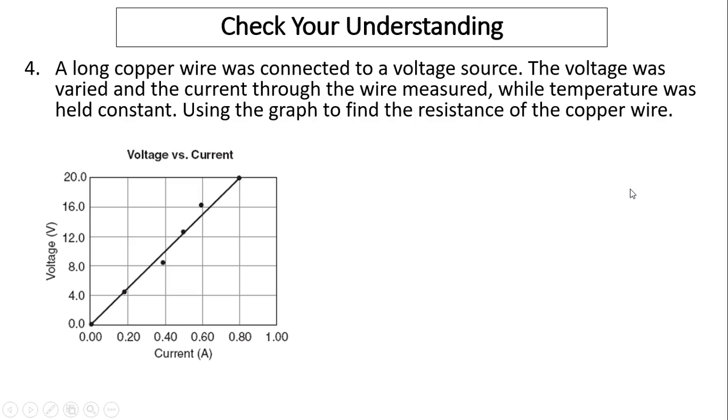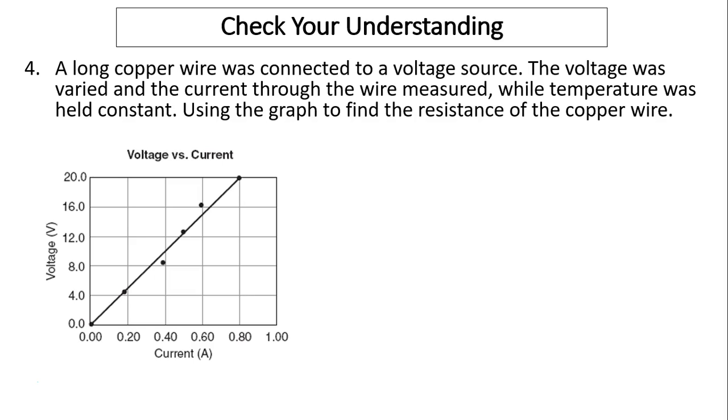Another example, check your understanding. A long copper wire was connected to a voltage source. The voltage was varied and the current through the wire measured, while the temperature was held constant. Using the graph, find the resistance of the copper wire. So here's the voltage and current graph. We know the slope is the resistance. So here we go again, trying to find the slope.